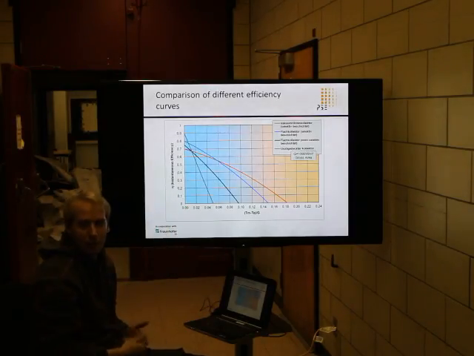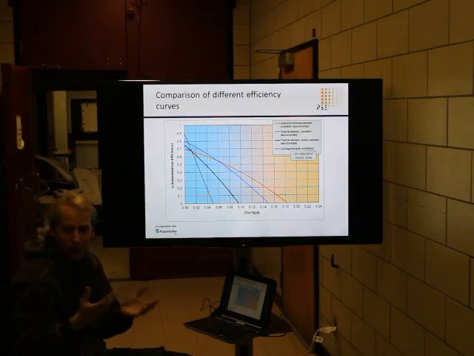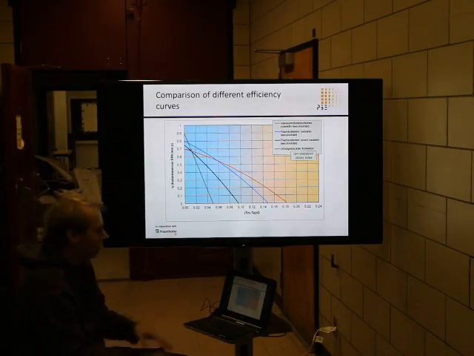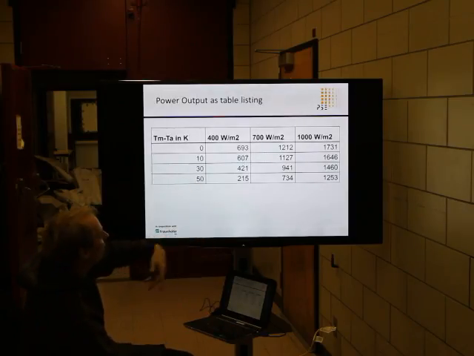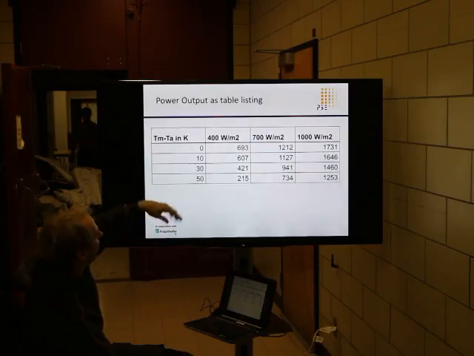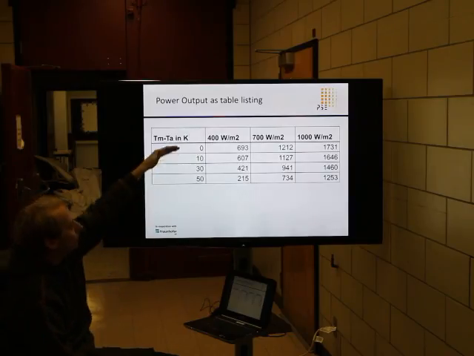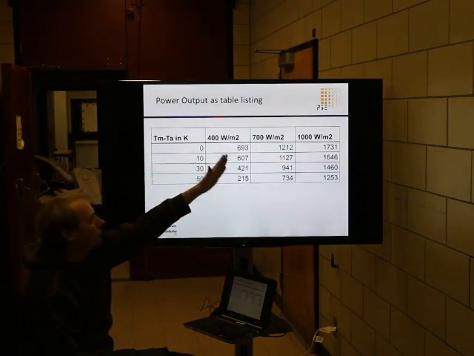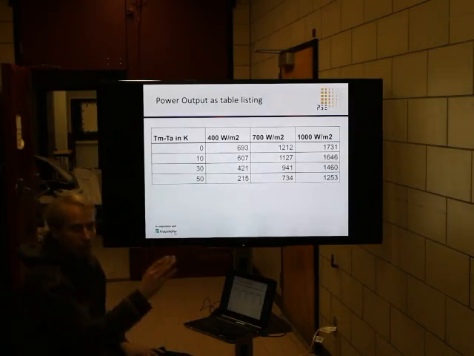So interesting for me. I like to show that in order to get a feeling, if you have a comparison of 2 collectors, to know if it's selective coating, not selective coating, vacuum tube or something like that. So this is what they display in the European standard. T mean minus T ambient, that's the temperature difference: 0, so that's ambient temperature, 10 degrees, 30, 50, and then they display that based on 400 watt per square meter irradiance, 700 watt per square meter, 1,000. This is how they display that in Europe.